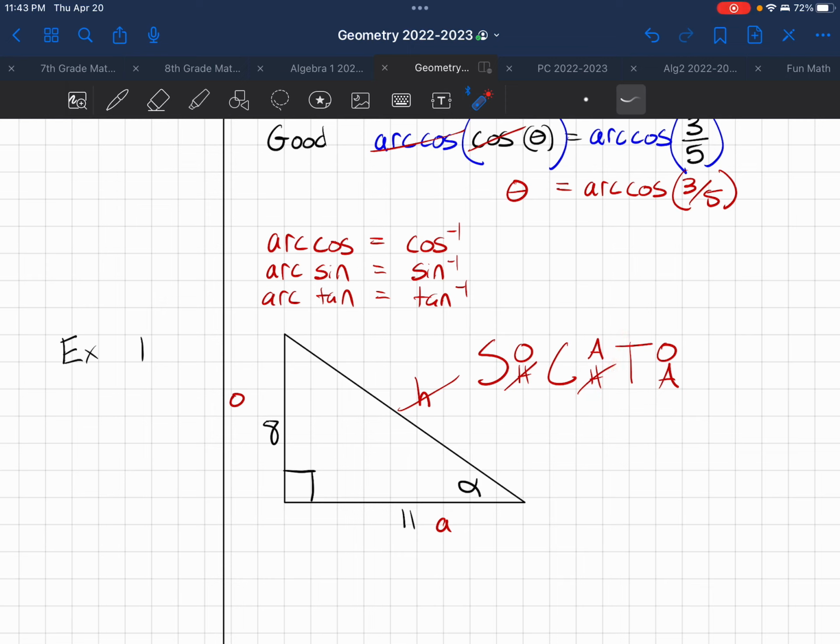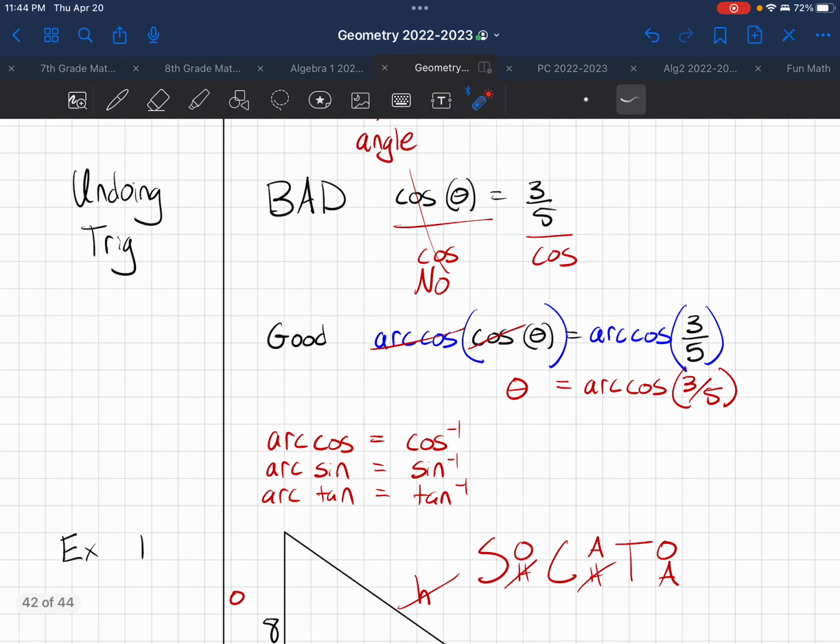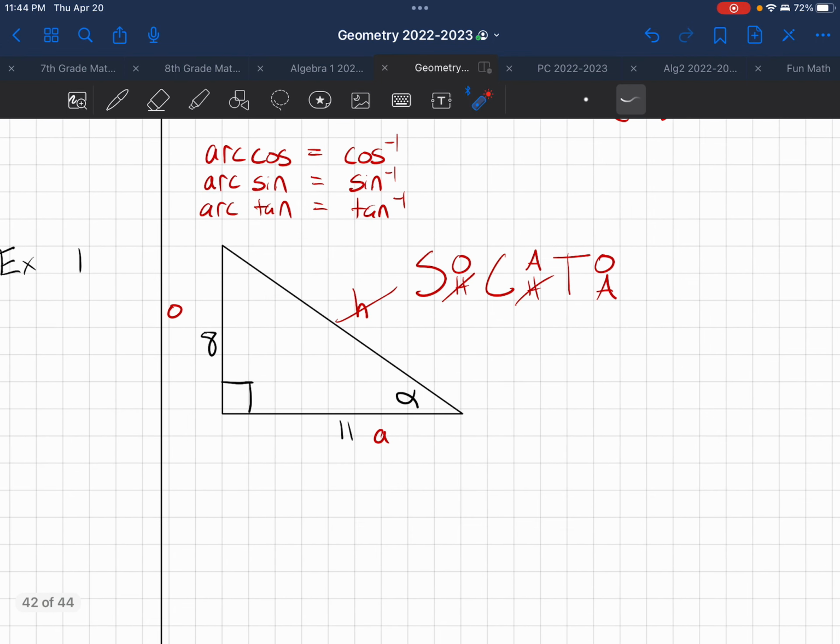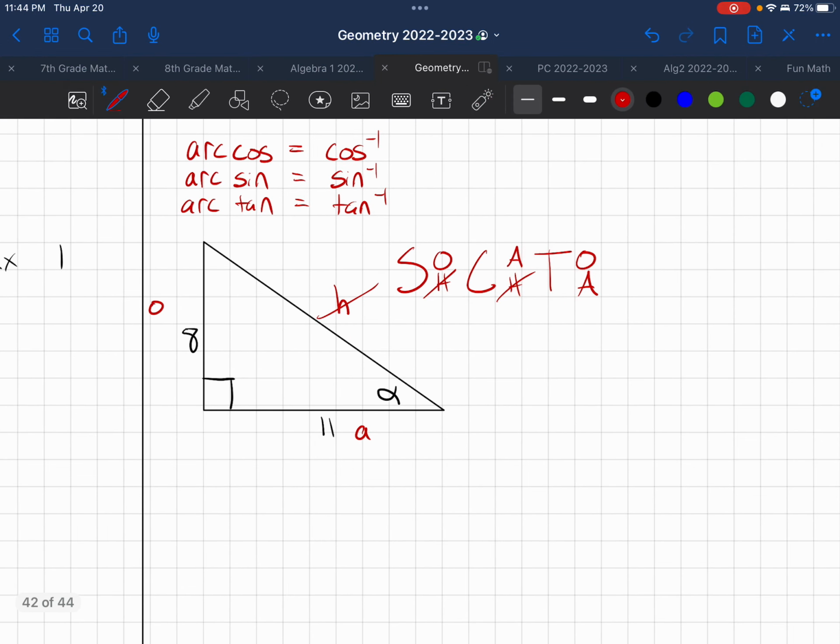T function, the tangent function. So I'm going to start by setting up a normal tangent function, and then I'm planning on undoing the tangent function like I showed you up here with the cosine function. So start by setting up a tangent function. I am going to say tangent of my angle. You always say tangent of your angle. My angle in this case is alpha. And that's going to be equal to the side lengths. And it's always going to be O and then A. So it's going to be 8 and then 11.